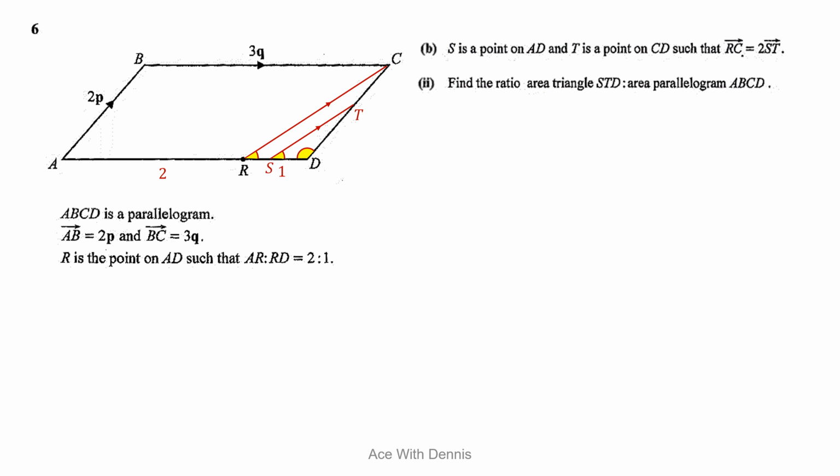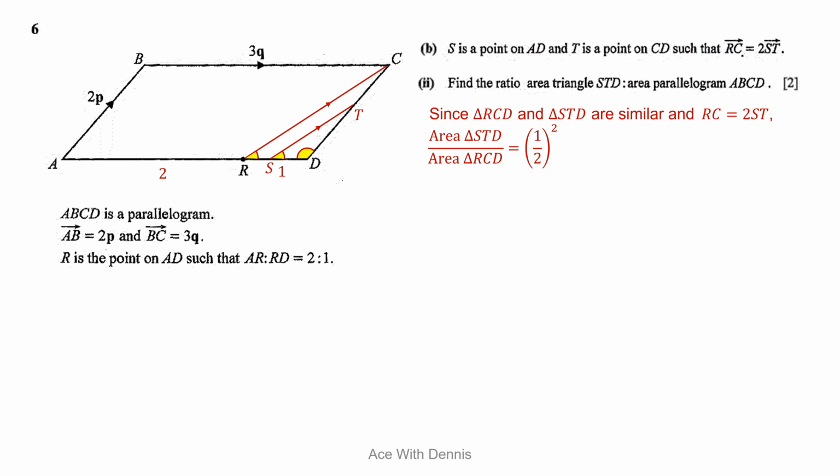Part 2. Find the ratio of area triangle STD to area of the parallelogram ABCD. 2 marks. So since triangle RCD and triangle STD are similar and RC equals 2 times ST, then the area of triangle STD over the area of triangle RCD is half squared, which is 1/4.